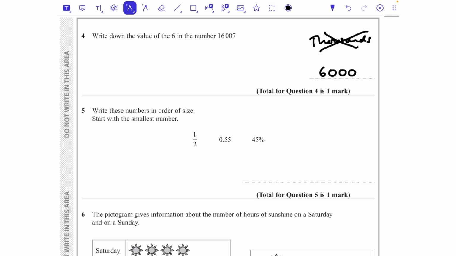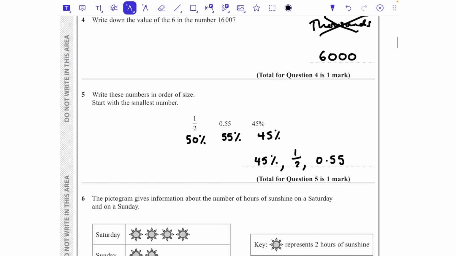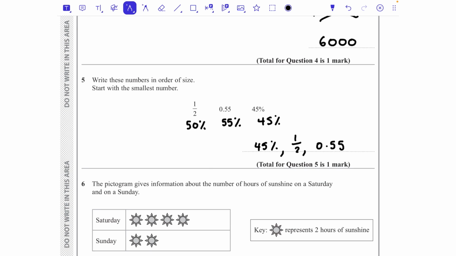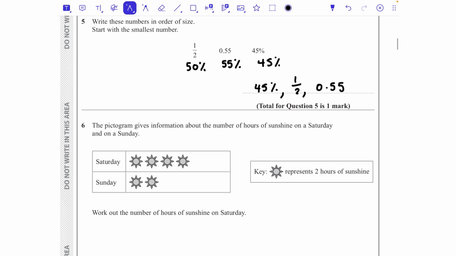Question number 5, write these numbers in order of size, start with the smallest number. So you might find it helpful to get them all in the same format. We could say that a half is 50%. We can say that 0.55, that's 55%. And we can say 45%, well, that's 45%. So therefore, from smallest to biggest, we're going to start with 45%. And then it will be a half. And then it will be 0.55. So converting them all into the same format is helpful, but you didn't need to show any working there. You just had to get it correct because that was only out of 1 mark.